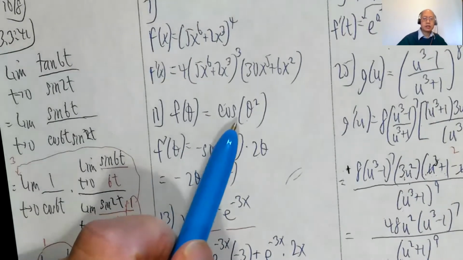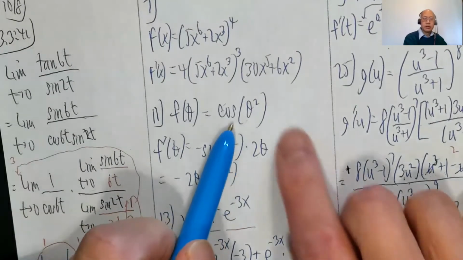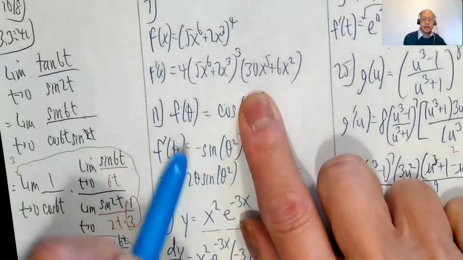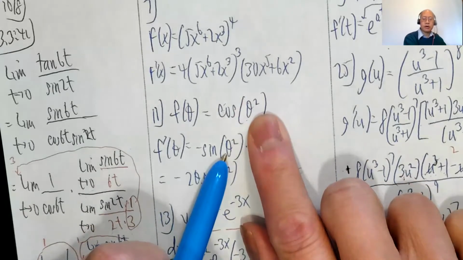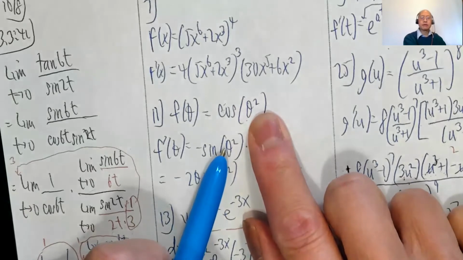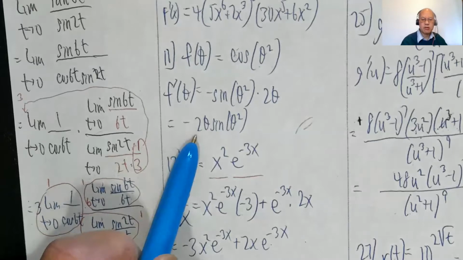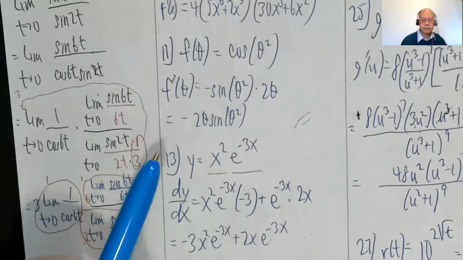Number 11, f of theta is cosine of theta squared. So the outside function is the cosine function. Derivative of cosine is negative sine, so negative sine of theta squared. And then the chain rule says times the derivative of theta squared, which is 2 theta. So final answer is negative 2 theta sine of theta squared.